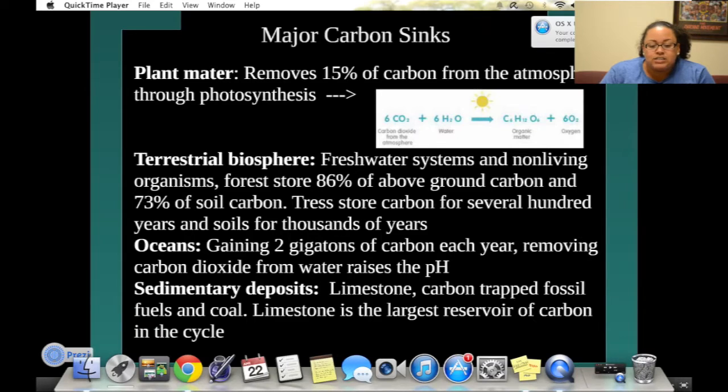Major carbon sinks are what takes carbon out of the atmosphere. Plant matter removes 15% of the carbon from the atmosphere through photosynthesis, which takes carbon dioxide and water plus sunlight and creates more organic material, which helps the plant grow, and oxygen. The other major carbon sinks are the terrestrial biosphere, oceans, and secondary deposits.